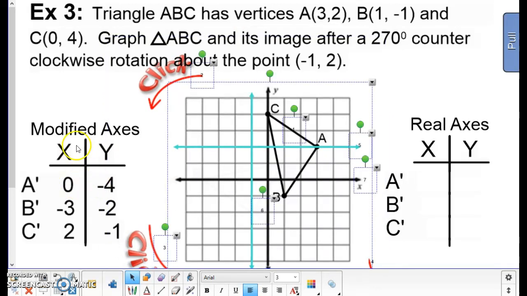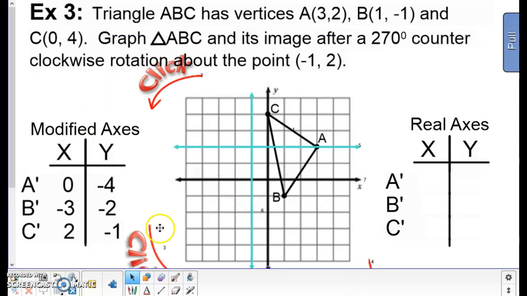So based on the blue axes, A prime is at 0, -4. So based on the blue axis, so 1, 2, 3, 4, it's at 0, -4. Based on the blue axes, the B is at -3, -2, and the C is at 2, -1. So this is our rotated shape.